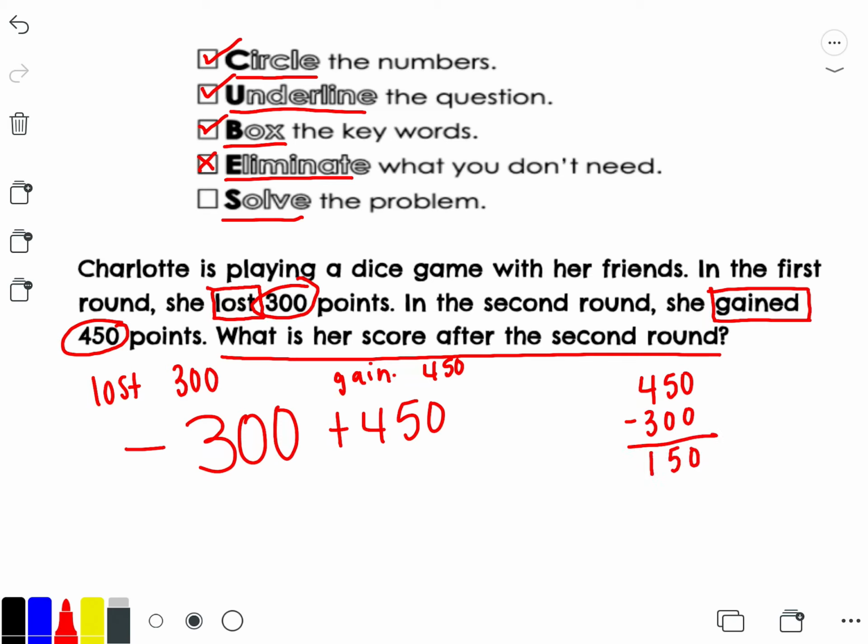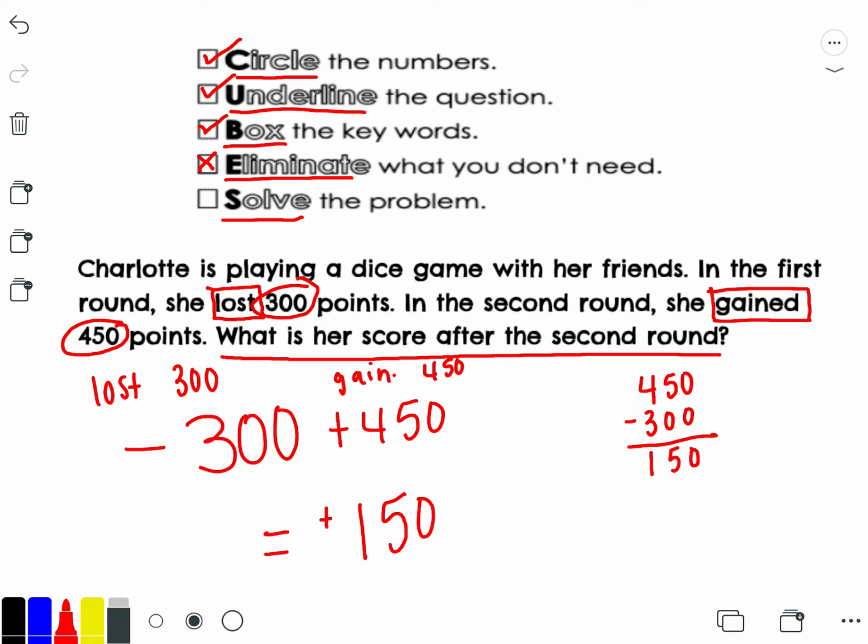Once I subtract, I actually get 150. So I know my answer is going to be 150, but I have to figure out, is it going to be a positive or negative? All right, so let's think about it. So the song said we subtract. That was part of our integer rules. Different signs you subtract. But then you take the sign from the highest number. So which number is the highest? 450, good job. And that's a positive. So our answer is positive 150 points.